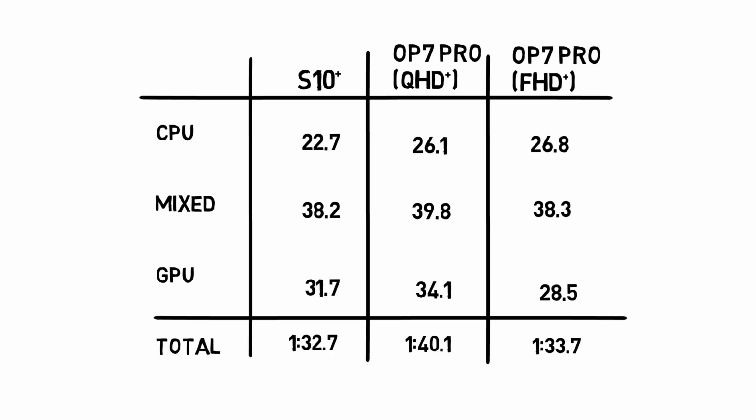And then when we get to the GPU, actually the fastest was the OnePlus 7 Pro running in full HD with 28.5, then came in the S10 Plus with 31.7, and finally pushing many more pixels, the OnePlus 7 Pro in its native Quad HD Plus at 34.1 seconds.